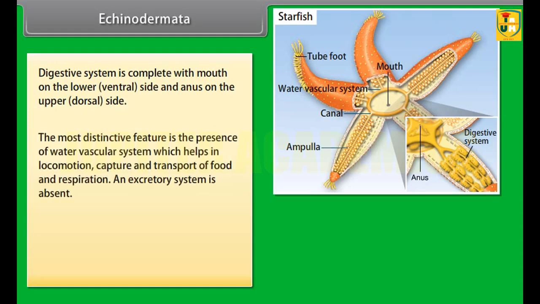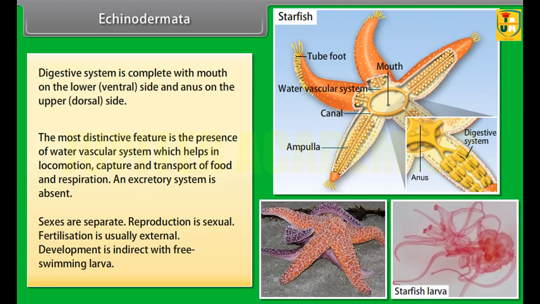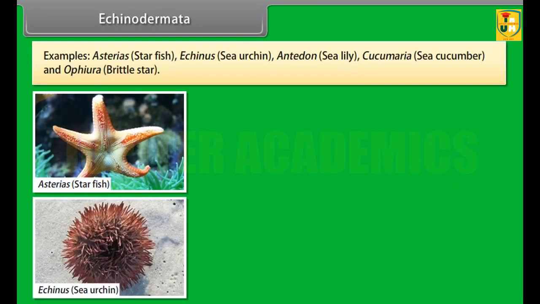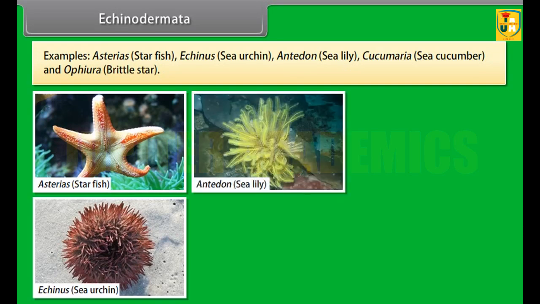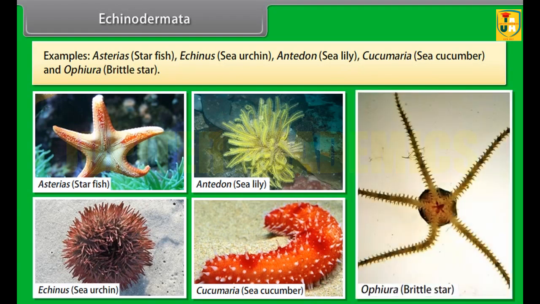The most distinctive feature is the presence of water vascular system, which helps in locomotion, capture and transport of food, and respiration. An excretory system is absent. Sexes are separate. Reproduction is sexual. Fertilization is usually external. Development is indirect with free-swimming larvae. Examples: Asterias, that is starfish; Echinus, that is sea urchin; Antedon, that is sea lily; Cucumaria, that is sea cucumber; and Ophiura, that is brittle star.